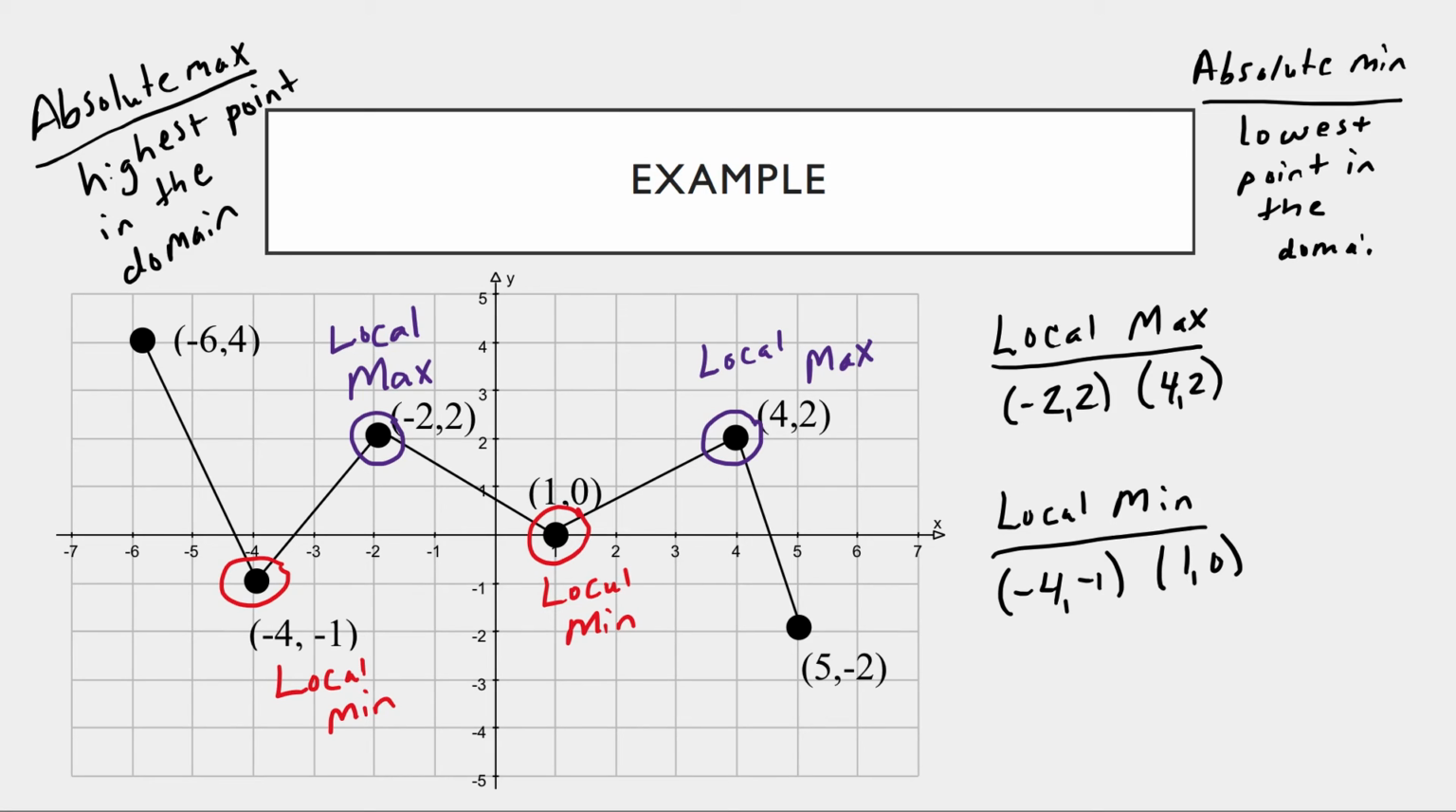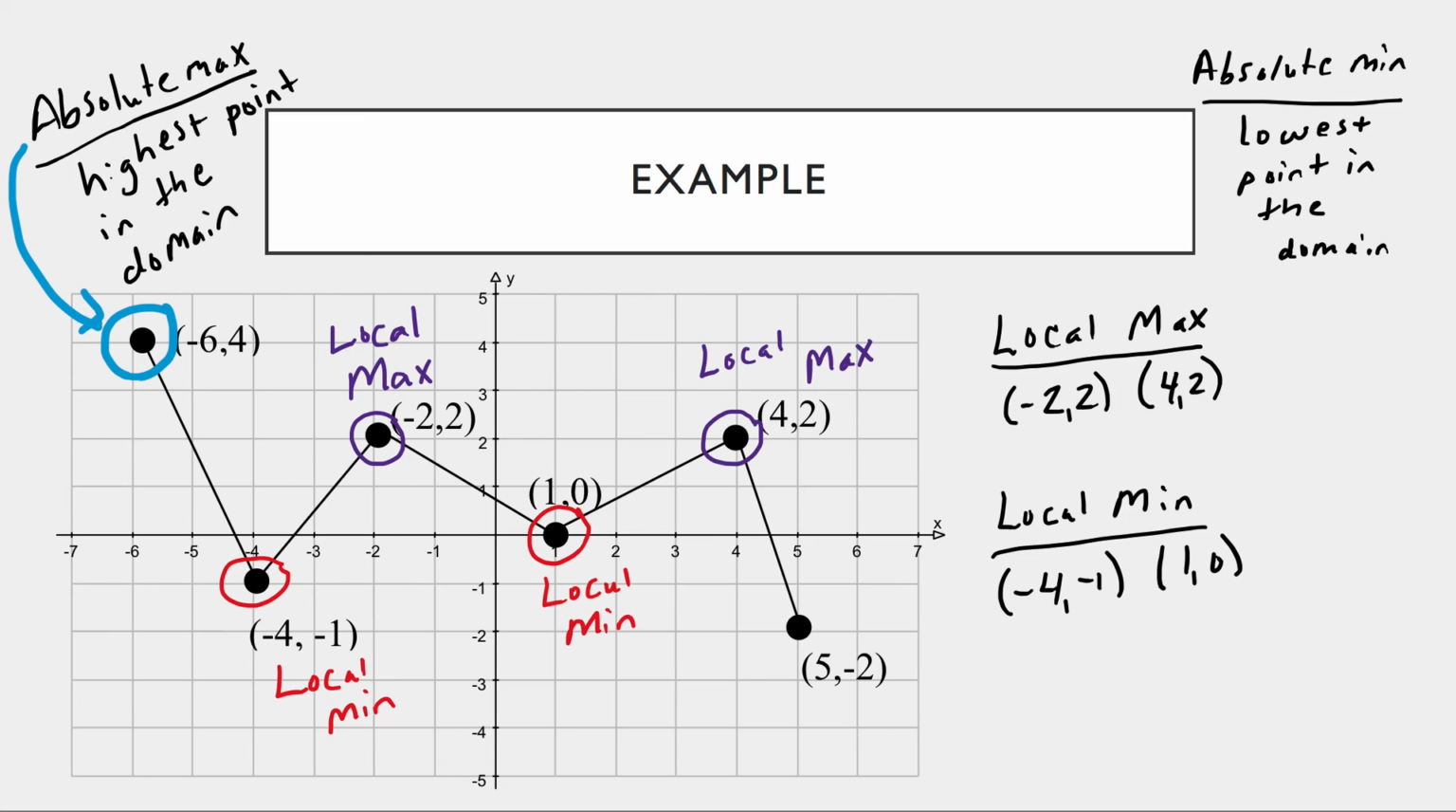So what that means is that on your absolutes, you are looking for the highest point on the graph, regardless of whether we can actually call it a mountaintop like a maximum. And so the highest point on the graph will be this one. That point is higher than anything else, and so this will be our absolute maximum.